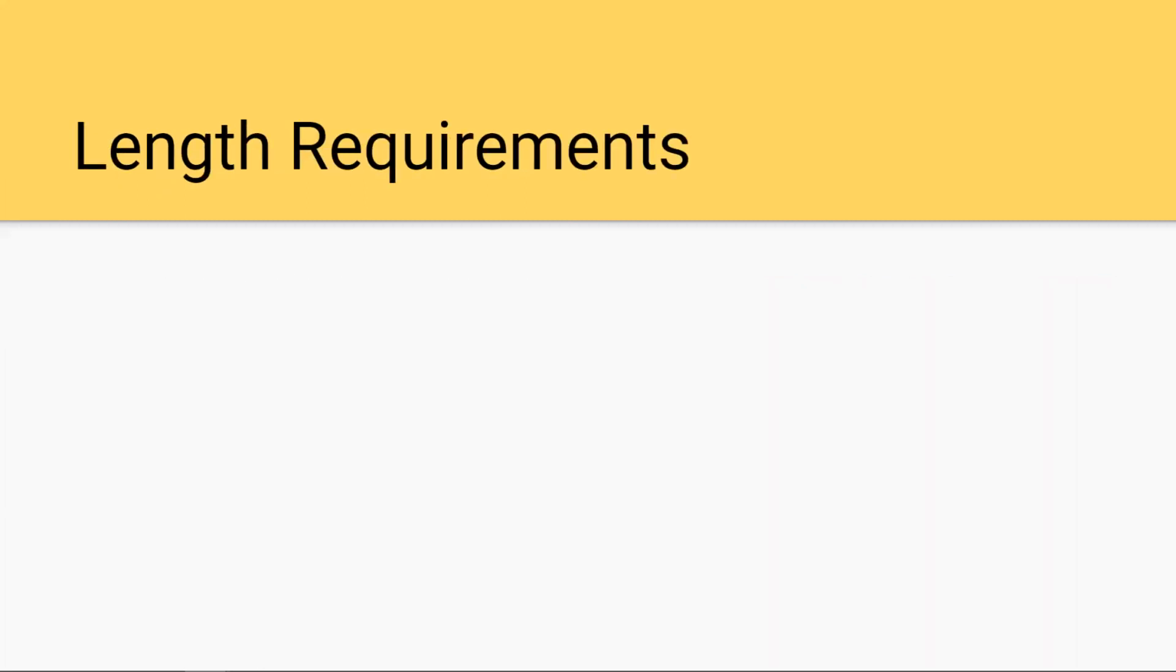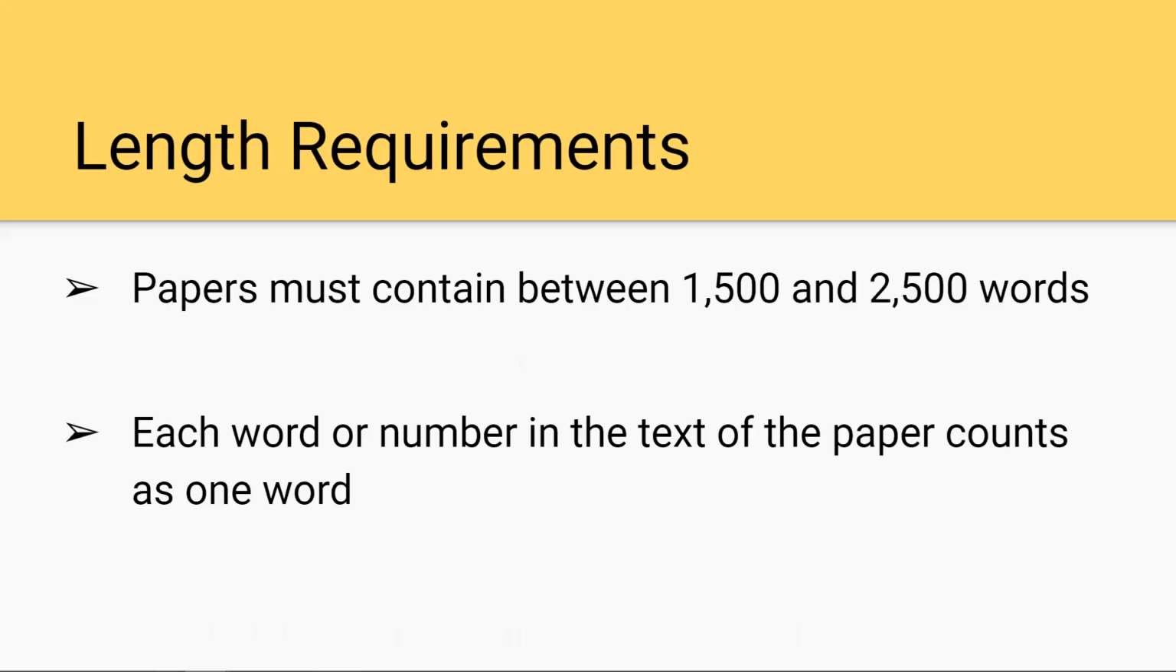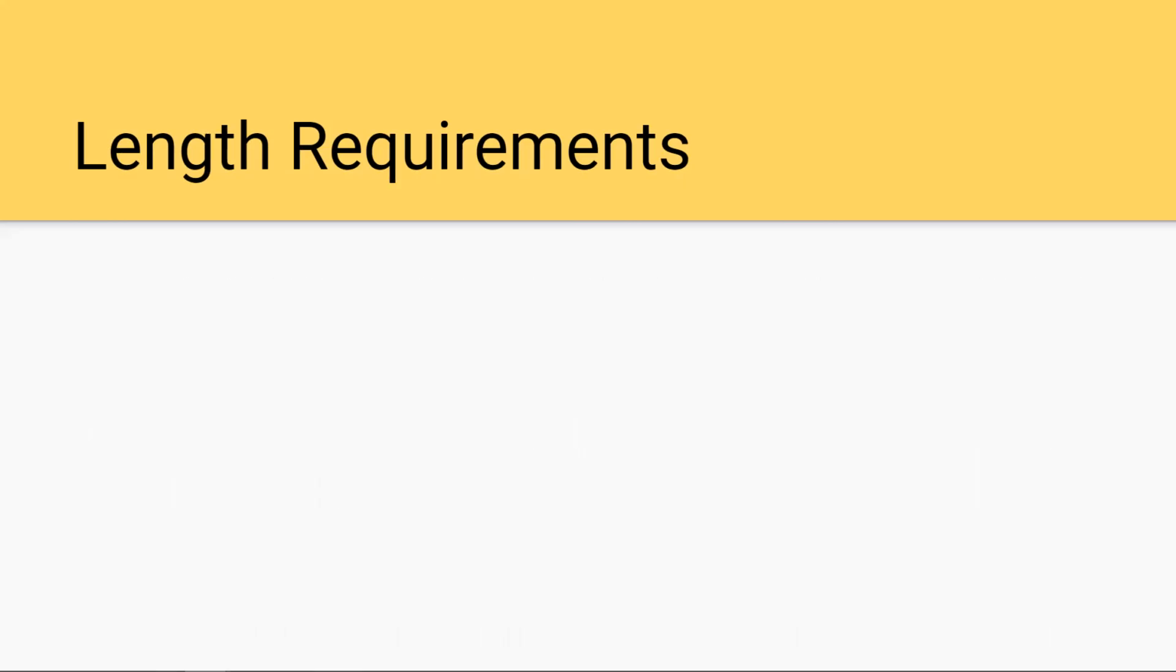Let's take a look at the length requirements for papers. First, all papers must contain between 1,500 and 2,500 words. Remember, per the new rulebook, captions and words in footnotes or endnotes other than the citation now count towards the paper word limit. This is in addition to student-composed words and quoted material. Next, each word or number in the text of the paper counts as one word.